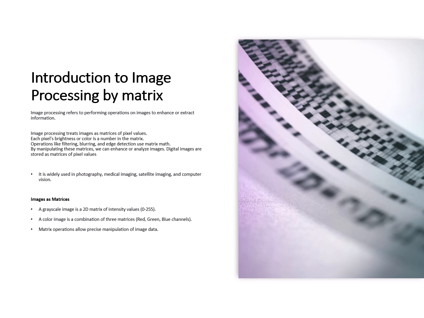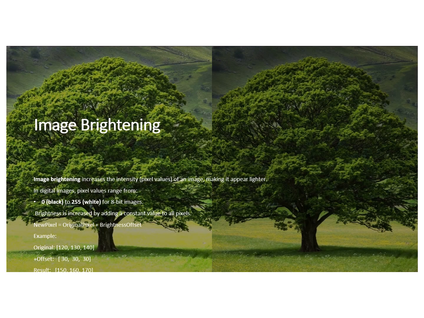Digital images are stored as matrices of pixel values. It is widely used in photography, medical imaging, satellite imaging, and computer vision. Image brightening increases the intensity of an image, making it appear lighter. In a digital image, pixel values range from 0 to 255 for an 8-bit image. Brightness is increased by adding a constant value to all pixels. New pixel equals original pixel plus brightness offset.